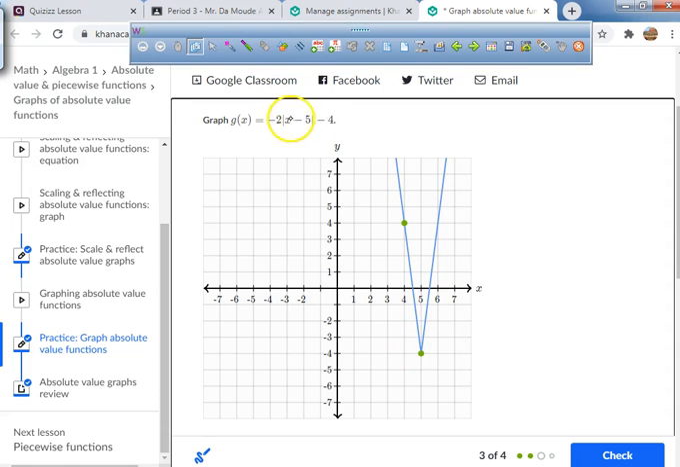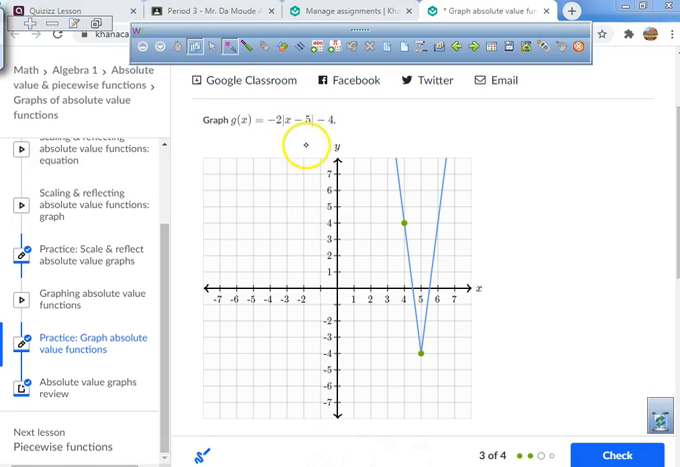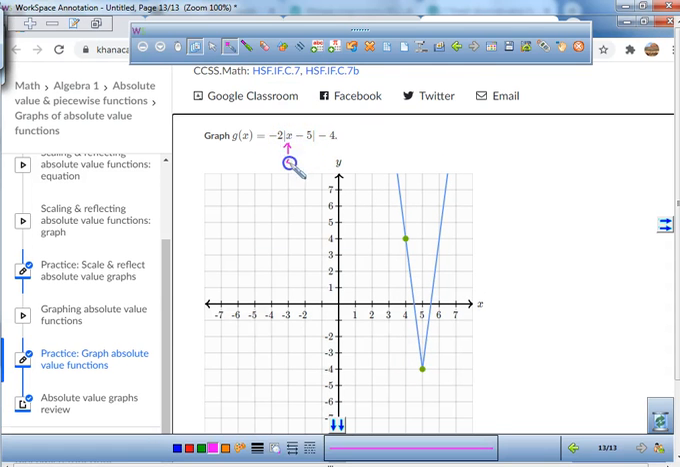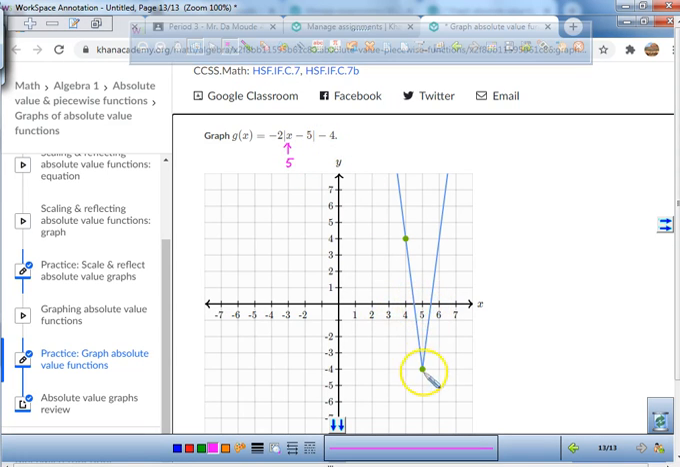So why do I go over 5? Because that says x minus 5. And what number would you have to plug in right there to make it equal to 0? 5. So that's why I went over 5 units. Minus 4, I go down 4.